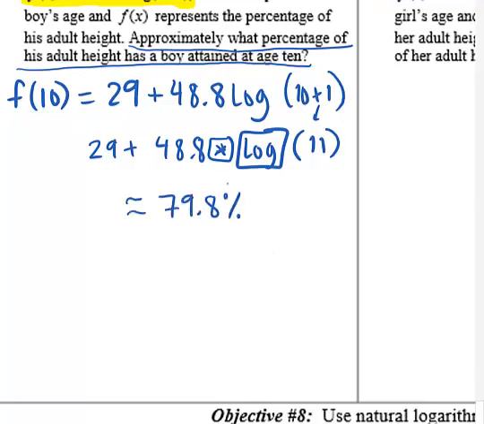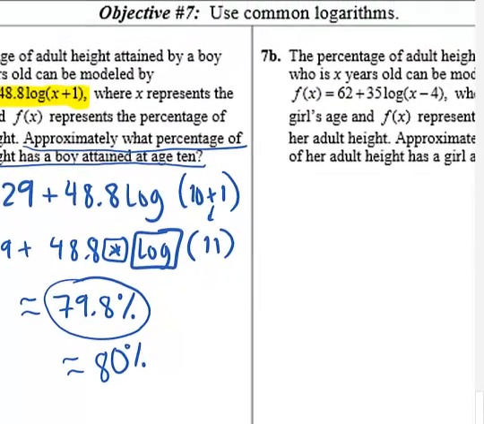79.8%. They didn't really tell me where to round, but I guess that's good. So by age 10, a boy is 79.8% of his adult height, or maybe 80%. That sounds about right, huh? You're pretty tall when you're 10 years old relative to how tall you're going to be as an adult.